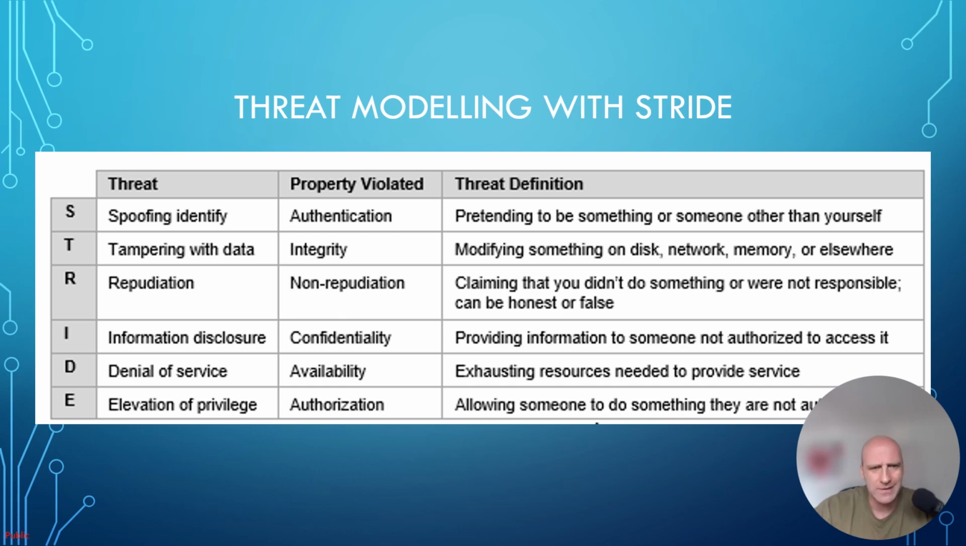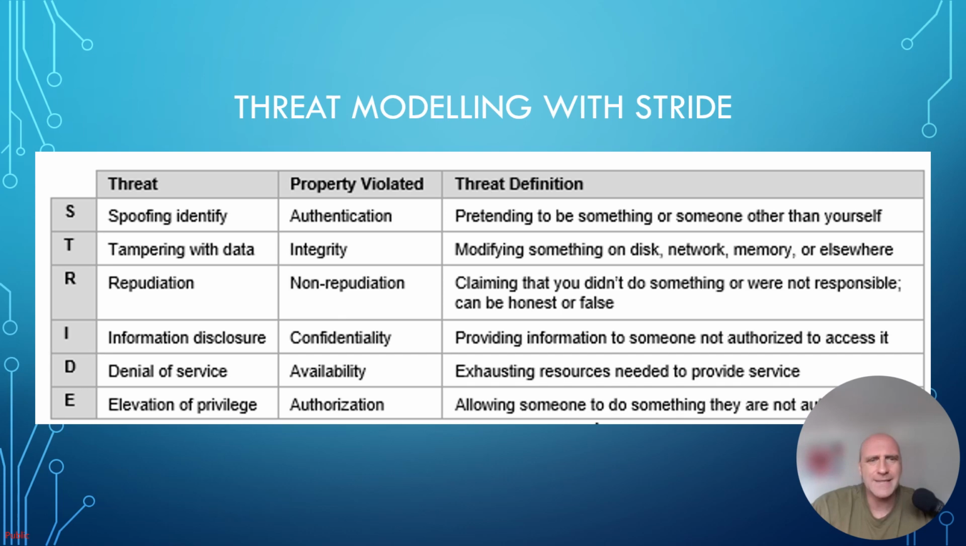So essentially, as you can see, STRIDE is built up of specific threats and specific properties that can be violated, and what's the threat definition. So as you can see in the image here, STRIDE is essentially a number of threats.